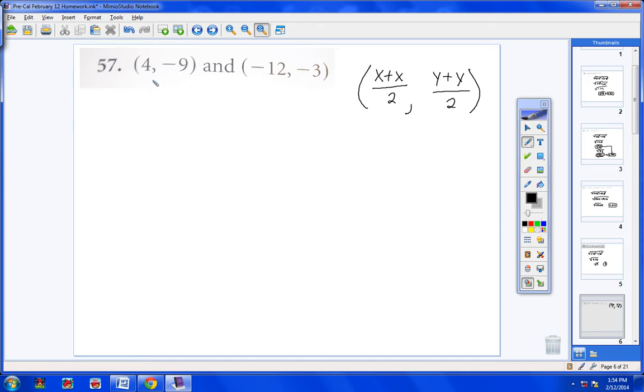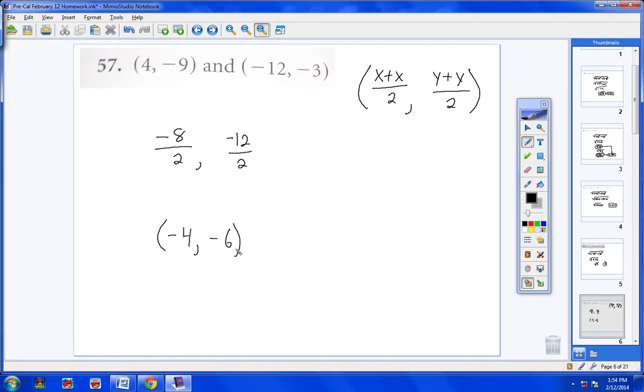X plus x, 4 plus a negative 12 is a negative 8. Always put it over 2. Negative 9 plus a negative 3 would be negative 12 over 2. And so your final answer would be negative 4, comma, negative 6.